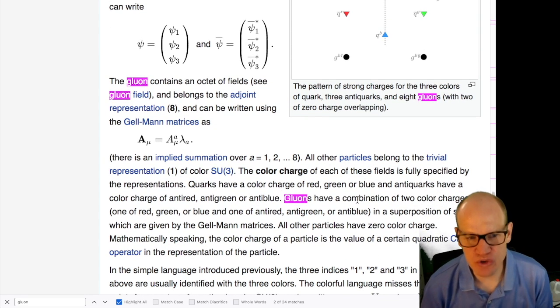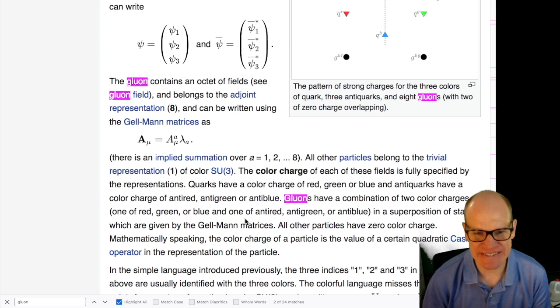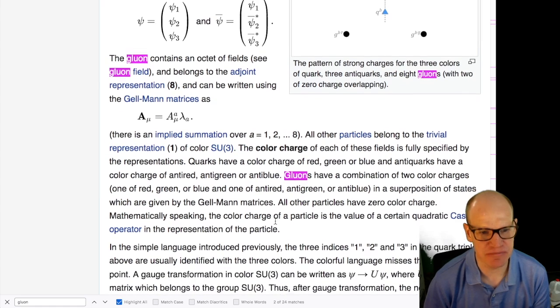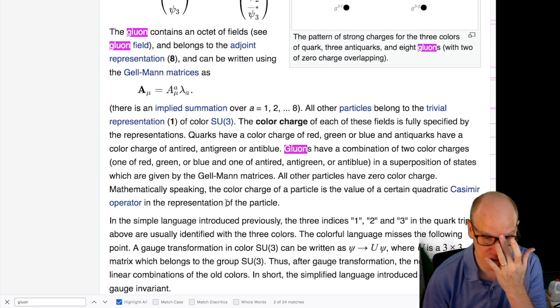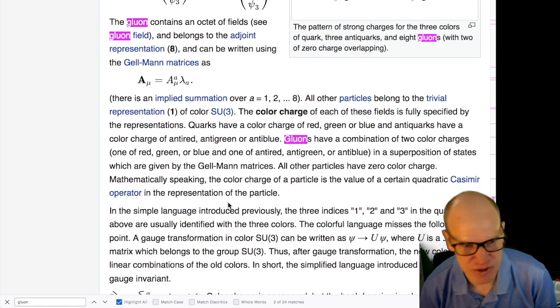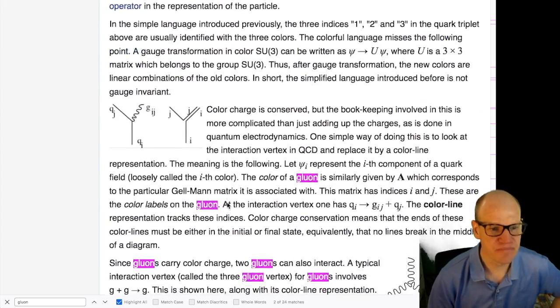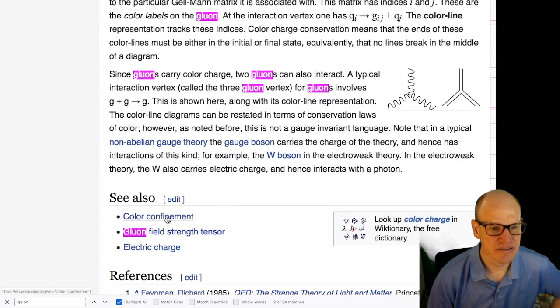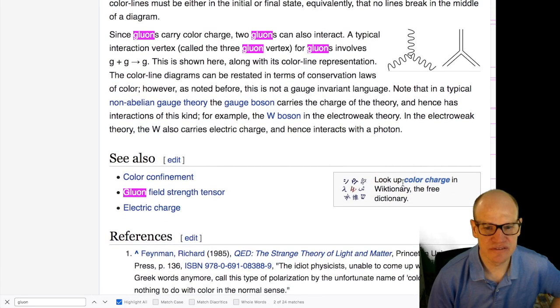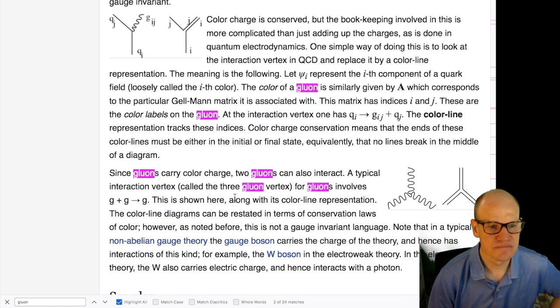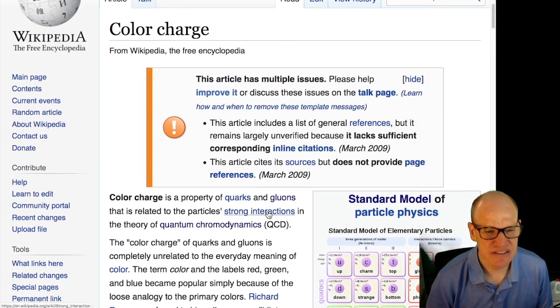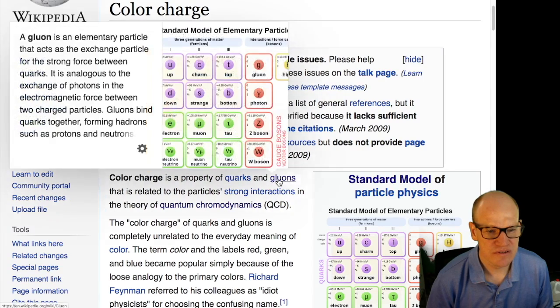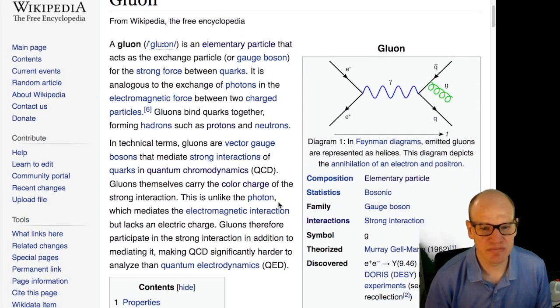Gluons have a combination of two color charges, one of red, green, and blue, and one of anti-red, anti-green, or anti-blue, in a superposition of states that are given by the Gell-Mann matrices. All other particles have zero color charge, mathematically speaking. The color charge of a particle is the value of a certain quadratic Casimir operator in the representation of the particle. So let's see if they have a table of... nope, they do not have it. So anyways, let's see what these gluons look like, if they can have one in here.